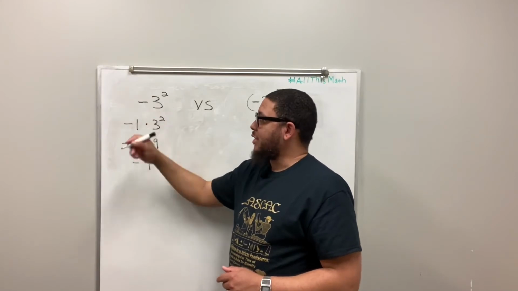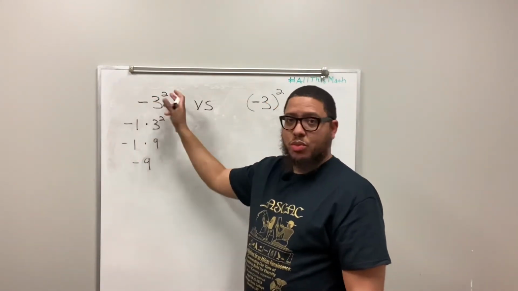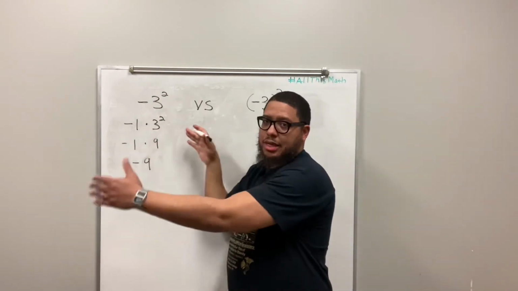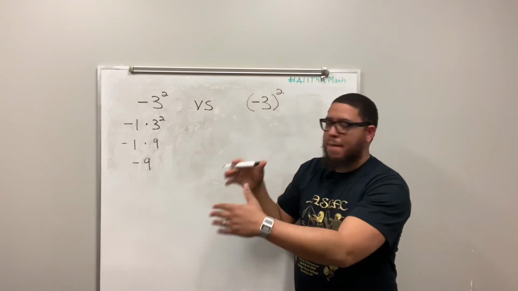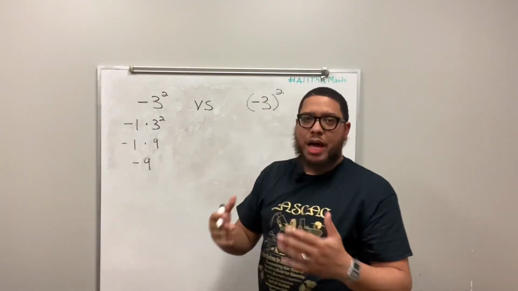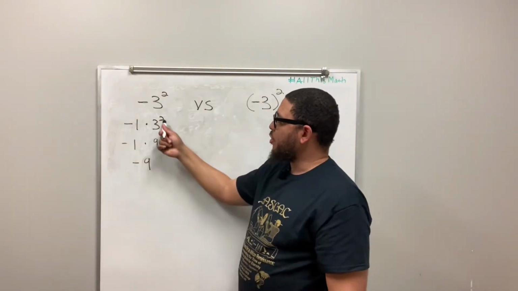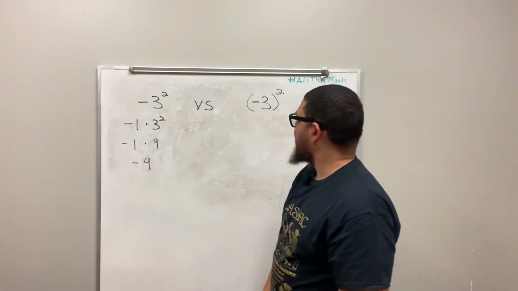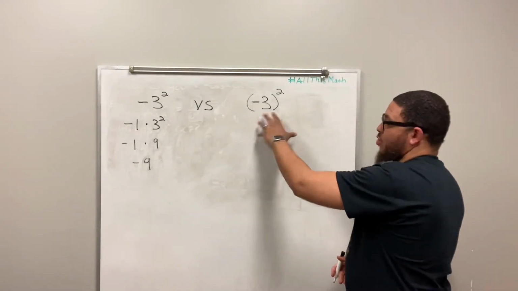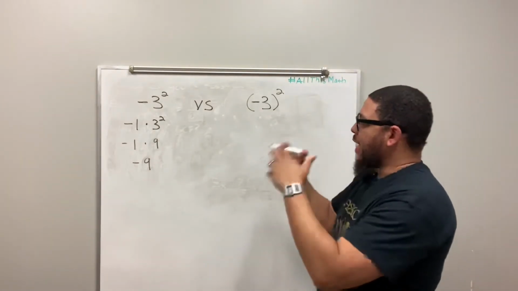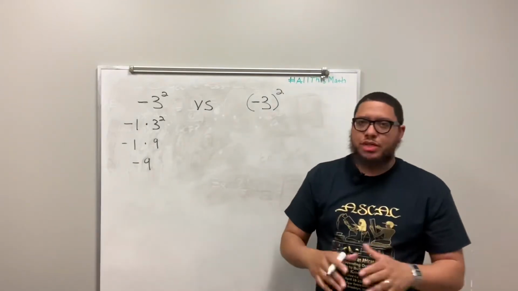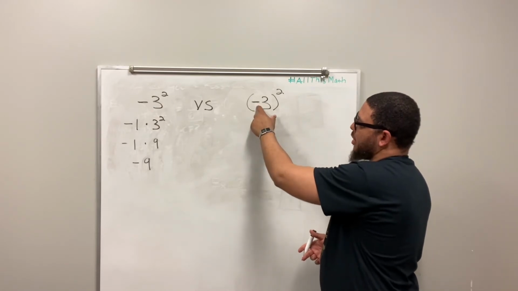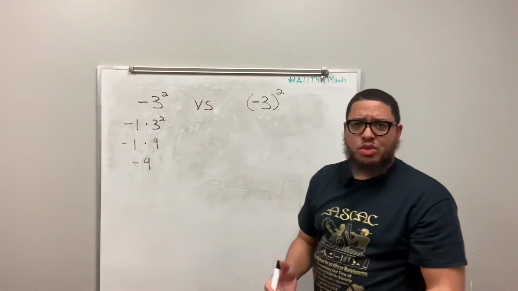So whenever you see a problem like this, whether it's -3 squared, -2 squared, -4 squared, -5 squared, always remember, expand it, and then apply the order of operations. Use the exponent first, and then do the multiplication. And then you get your answer. Now, over here, when you have the parentheses, that's when you can actually say, oh, it's just -3 times -3. You don't have to break this down into -1 times 3. I mean, you can if you want to, but it's extra work.